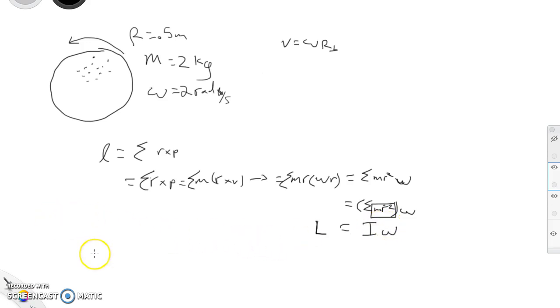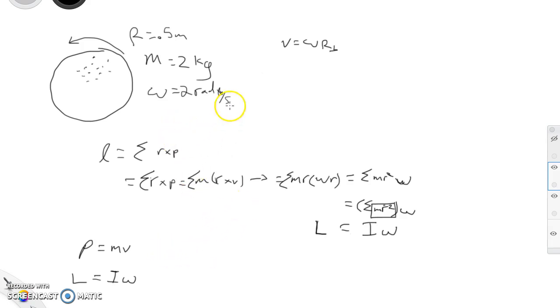Okay, and think about this. Linear momentum is mass times linear velocity. Angular momentum is the angular version of mass times angular velocity. This is just another correlation, another analog like we've been seeing.